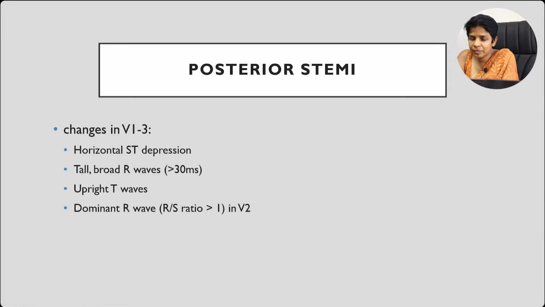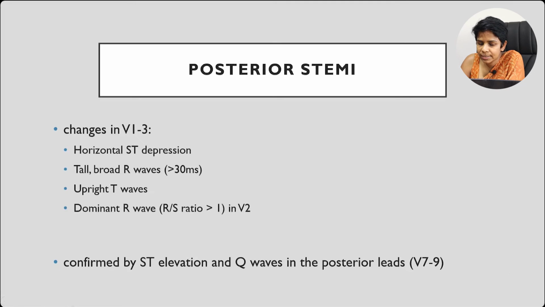Posterior STEMI, again, we usually don't record posterior electrodes. So, we suspect from the normal ECG whether the patient has posterior STEMI by detecting horizontal ST depressions in V1 to V3. Please remember, if there are ST depressions in V1 to V3, that is not due to non-STEMI. Most of the time, 99% of the time, it is due to posterior STEMI. How do we confirm? By repeating the ECG with posterior leads V7, V8, V9.